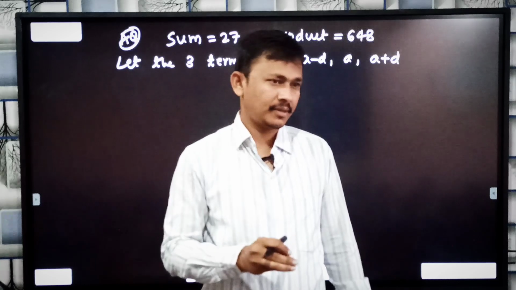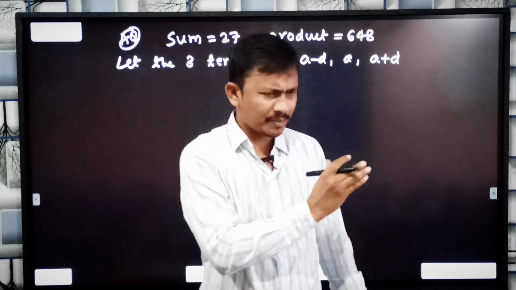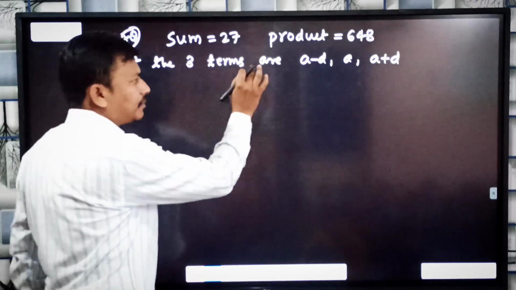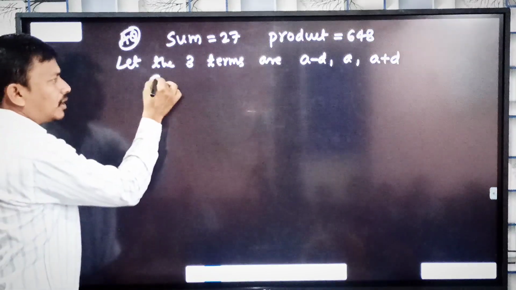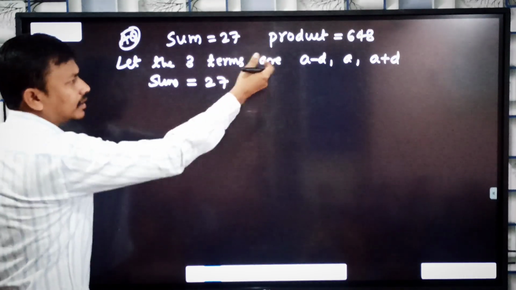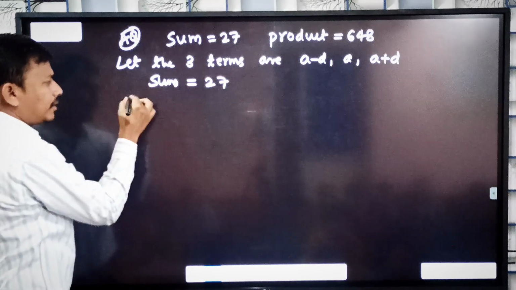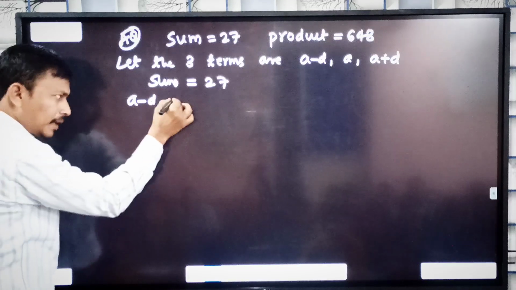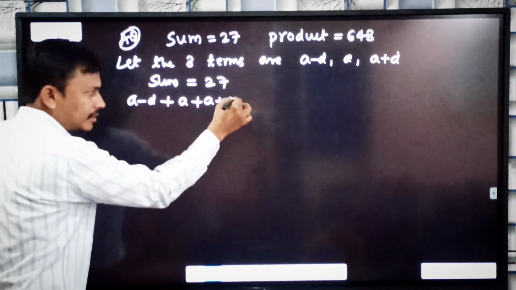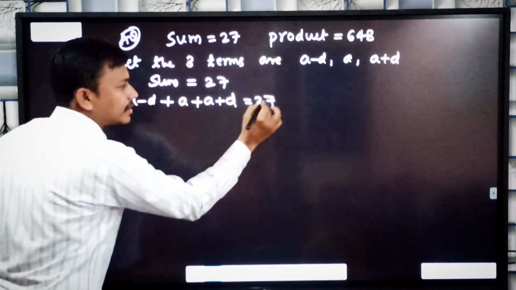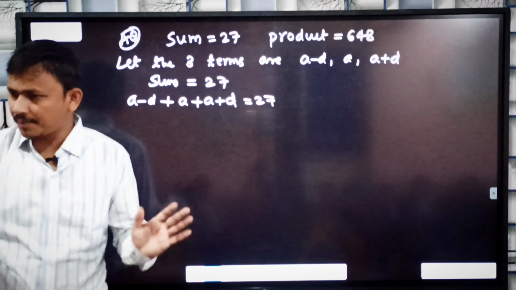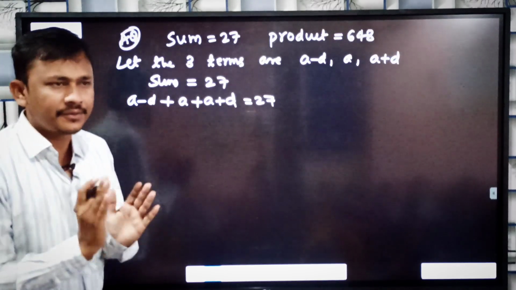Five terms, four terms, and this three terms. Let's take them one by one. Since they have given 3 terms, the sum of 3 terms is equal to 27. What are the 3 terms? a minus d plus a plus d is equal to 27. Correct? Okay, sum of 3 terms.